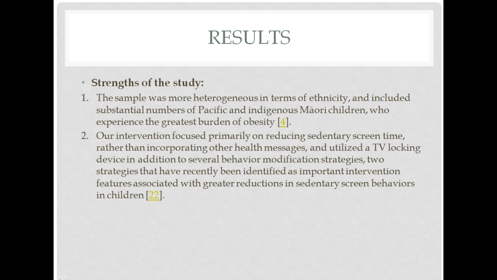There were strengths to this study. The sample was more heterogeneous in terms of ethnicity and included substantial numbers of Pacific and indigenous Maori children who experienced the greatest burden of obesity. Also, the intervention focused primarily on reducing sedentary screen time rather than incorporating other health messages, and utilized the TV locking device in addition to several behavioral modification strategies, two strategies that have been identified as important intervention features associated with greater reductions in sedentary screen behaviors in children. So the study did look at what had worked before and tried to incorporate that into their study.